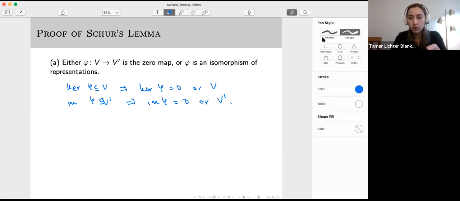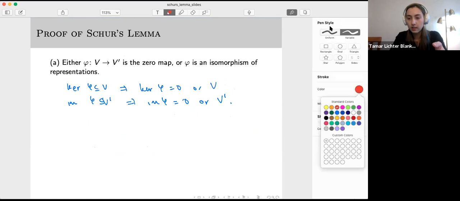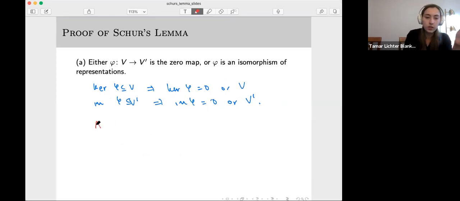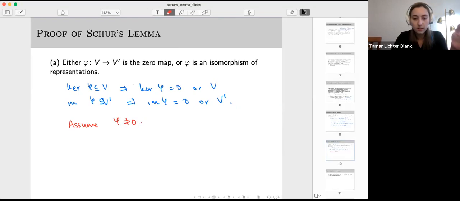So if phi is 0, then we're done. And so we can just assume phi is not equal to 0. Are people okay with that? So if phi is not equal to 0, then what can the kernel be? Well, if the kernel of phi is all of V, then phi maps everything to 0, so phi is the 0 map. That would be a contradiction. And if the image of phi is 0, then again, phi maps everything to 0. It's the 0 map, so that can't be either.